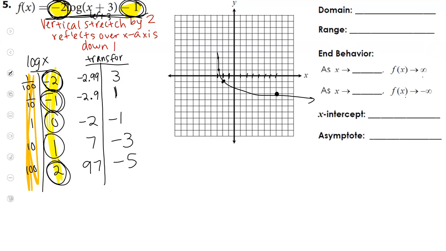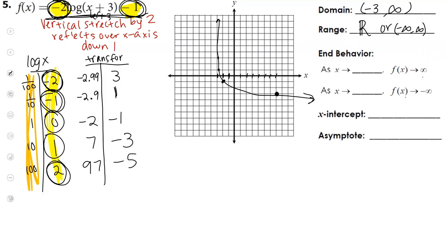Your domain, where's the left side at? Yep, -3, and it goes off to the right, so that's infinity. Your range is always the same, all real numbers, or you can write -infinity to infinity. It goes forever up, forever down.